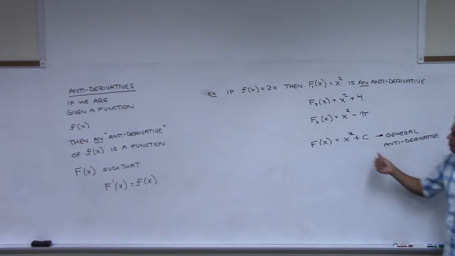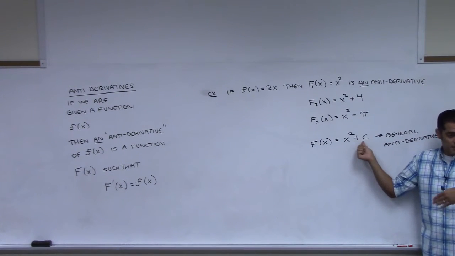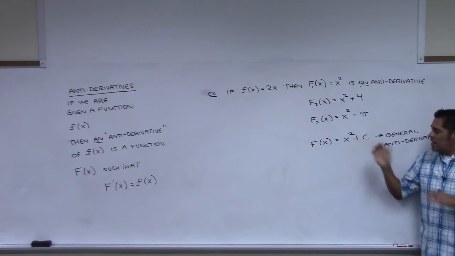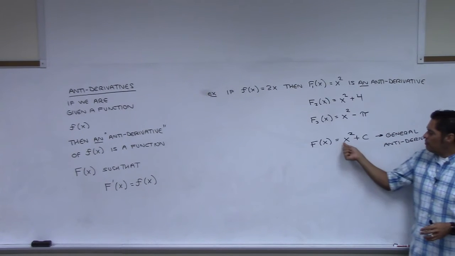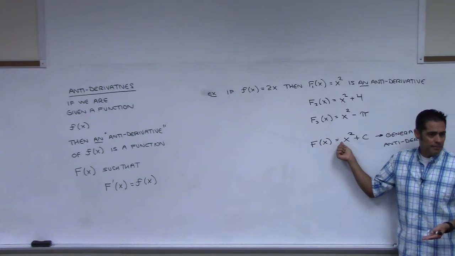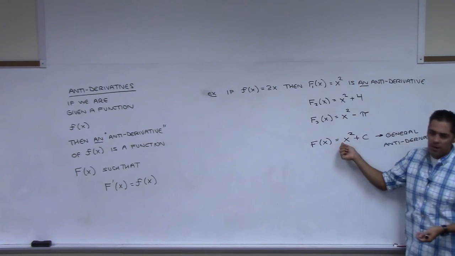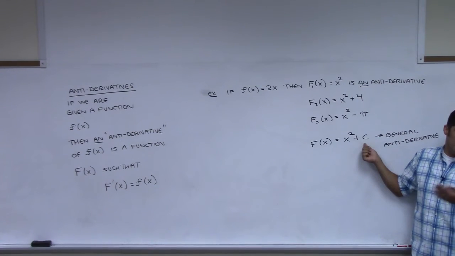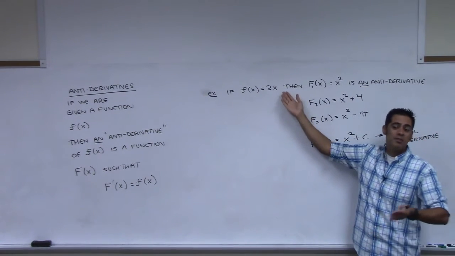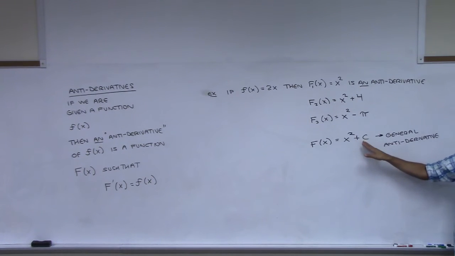Now, to get the general antiderivative, we know that we can add a constant because when we differentiate it, it goes away, right? But we can't do anything else because it would change the derivative. Like I couldn't put a number in front of x squared, like 5, because then the derivative would not be 2x. I couldn't add another x out here, because then I would take the derivative and I would have a plus 1. So the most I can do is add a constant.